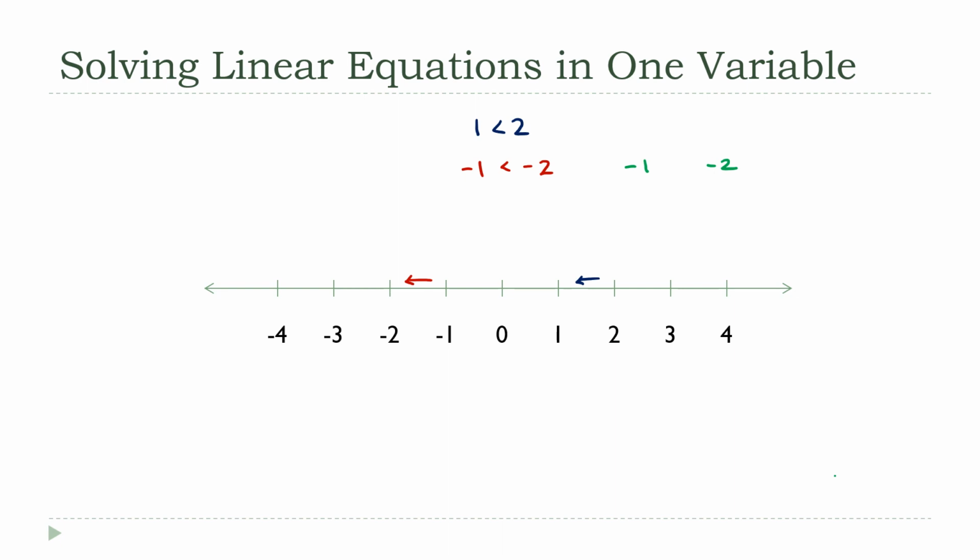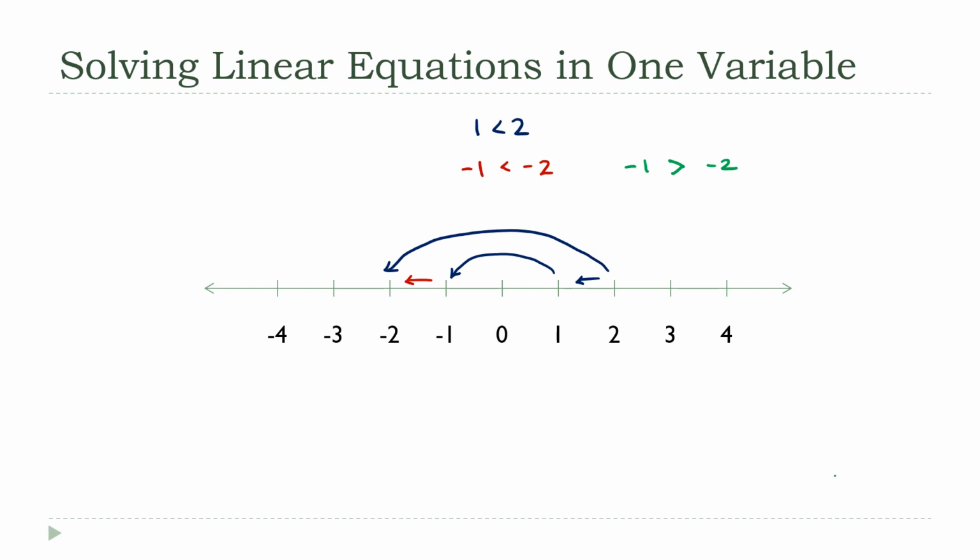So this less than is going to turn into greater than, and now I have a true statement. Negative 1 is greater than negative 2. And you can kind of see why if you look at what happens when we multiply by negative 1. The 1 became negative 1, and the 2 became negative 2. So you can see how multiplying by a negative number does what's called a reflection.